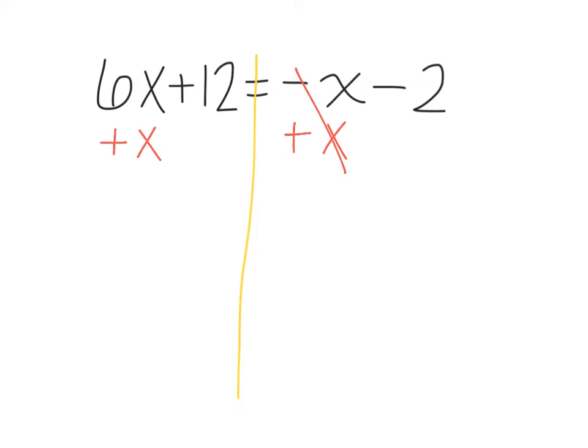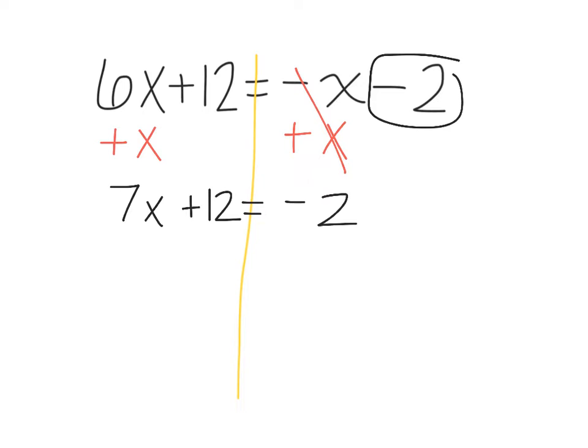So 6x plus x becomes 7x. And my new equation is 7x plus 12 equals negative 2. Make sure we bring that negative down with the 2 or we won't get to the correct answer. Now we need to eliminate that 12 because, again, we have x times 7 plus 12, and when we're solving equations, we use the reverse order of operations, meaning we have to undo that addition before we undo that multiplication.